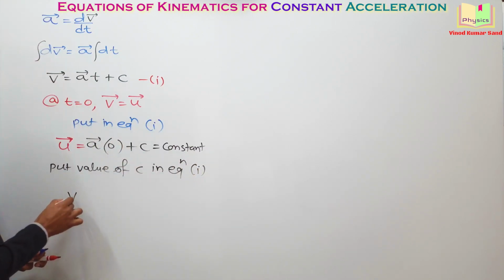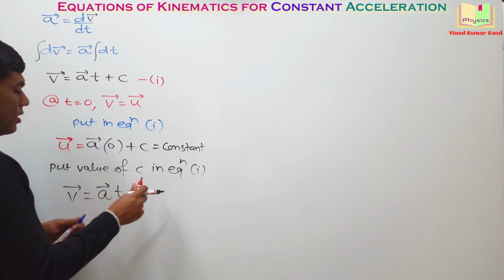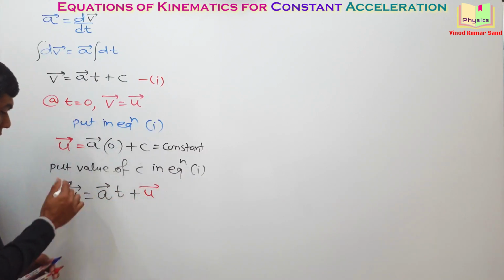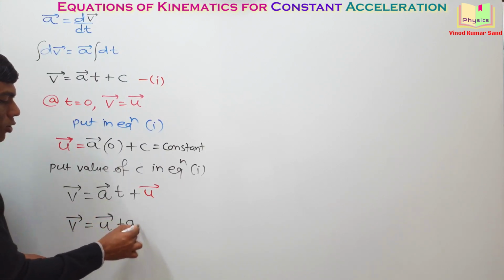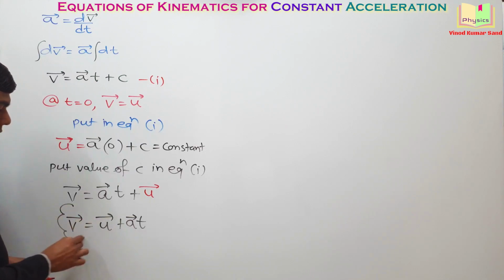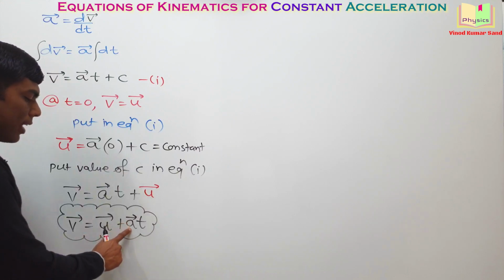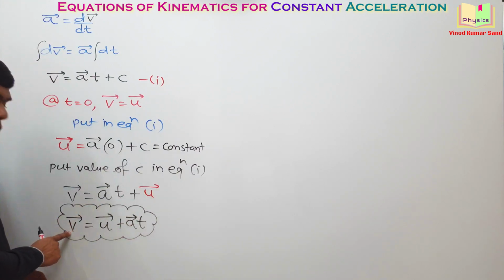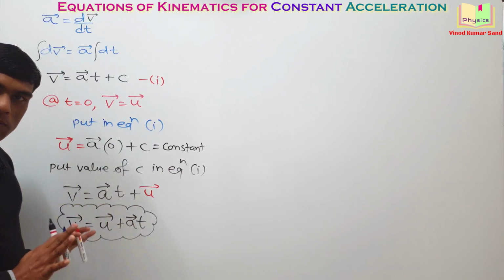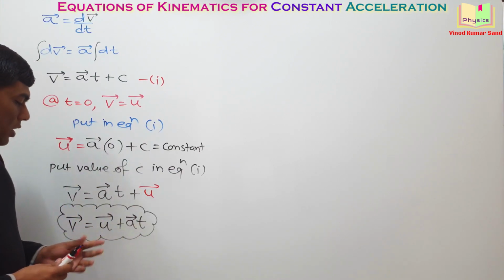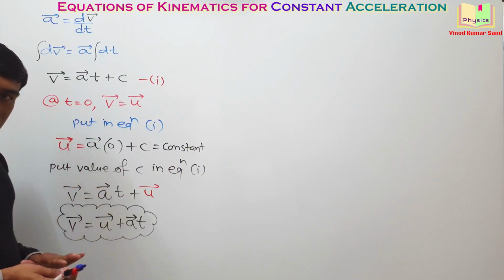So equation number 1 will look like v is equal to at plus u. Or you can write this in a familiar format, v is equal to u plus at. This is the first equation of kinematics. Whenever the acceleration is constant, velocity at any moment of time can be obtained using this relation. Clear? Maybe you have seen this derivation using graphs. This derivation can be done in numerous other ways.